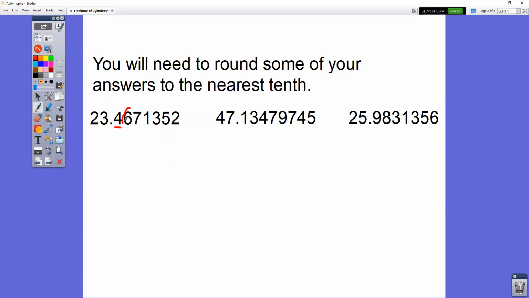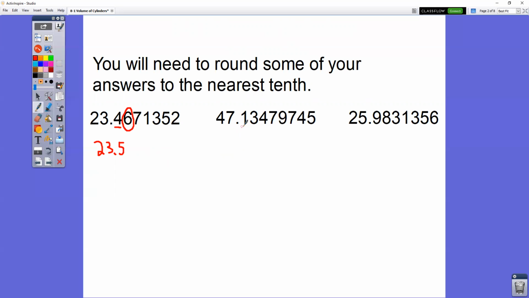You need to look at the number that's after that 4. If this number after the 4 is 5 or higher, you need to round this number up. So this would round to the nearest tenth. This would round to 23.5.